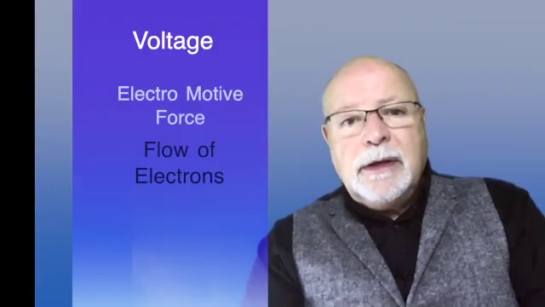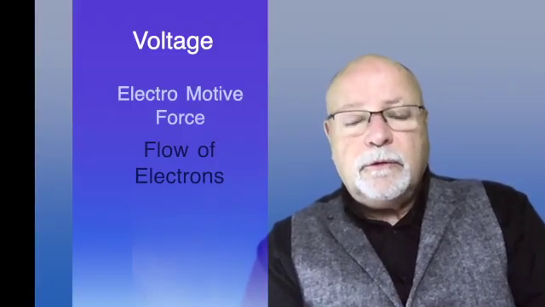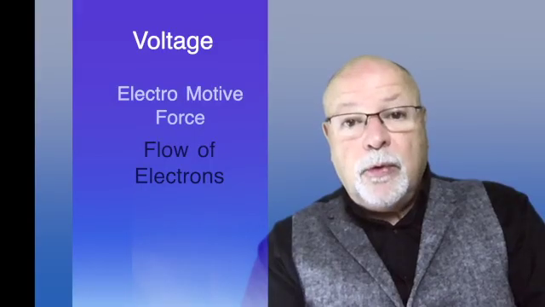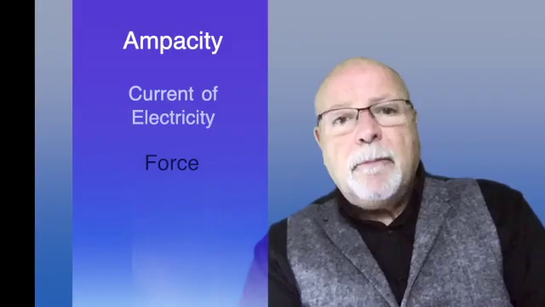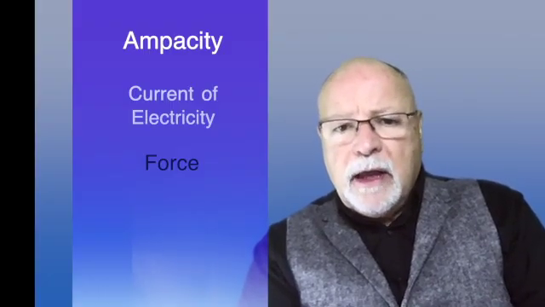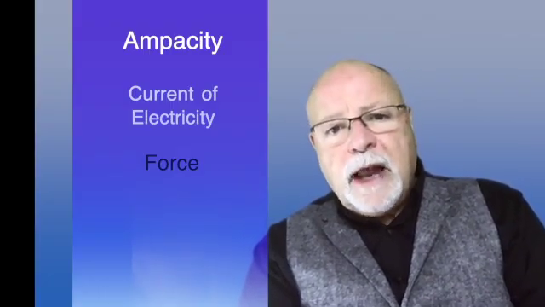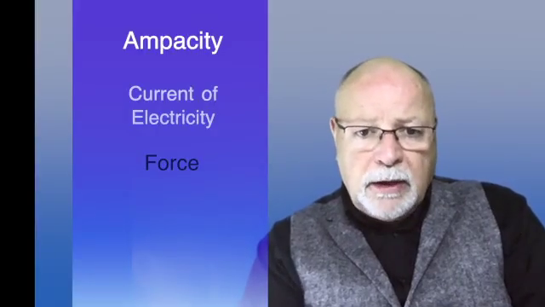I want to start with some of the basics, and we'll just talk about them for a few minutes. The first one are your basic terms. The basic terms are 4 words: voltage, ampacity, ohms, and wattage. First of all, voltage is that electromotive force that is the flow of the excited electrons. Second is our ampacity. That is the current, or that is the force that actually causes equipment to operate.